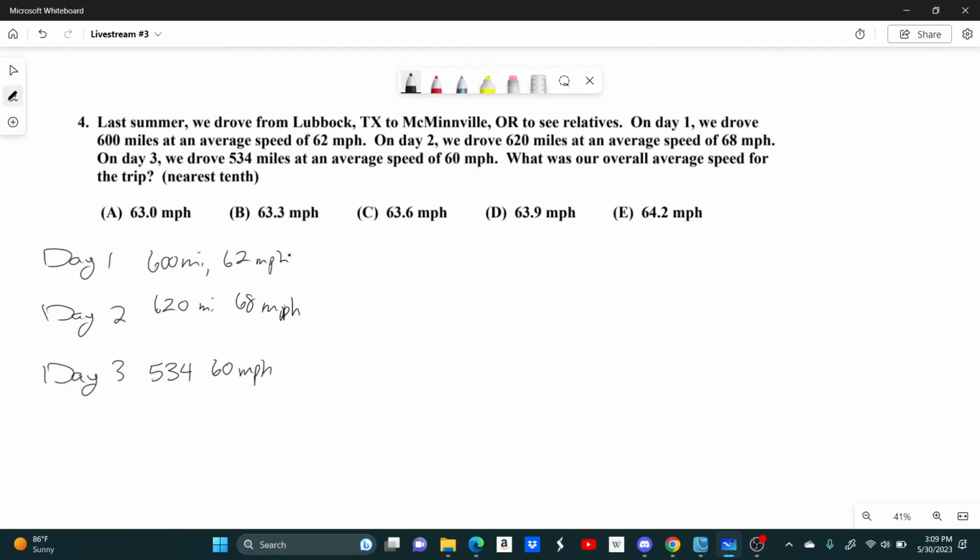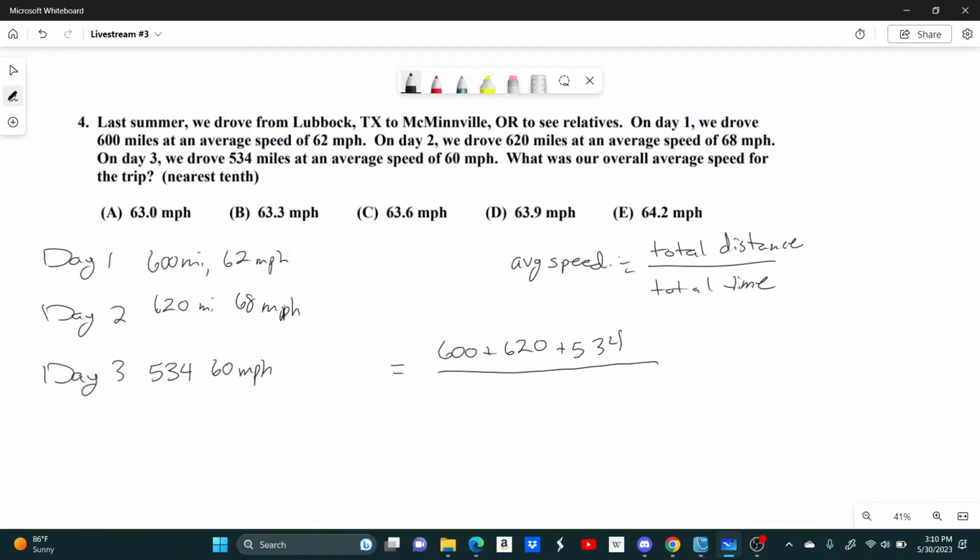Okay, so the way you do these, overall average speed, so average speed is just total distance divided by total time. Well, our total distance is pretty easy to find out, right? We just have 3 legs, and so we just add 3 of those together. And keep in mind, these are in miles and hours, right? Because that's what our answer choices are going to want. So that's all miles.